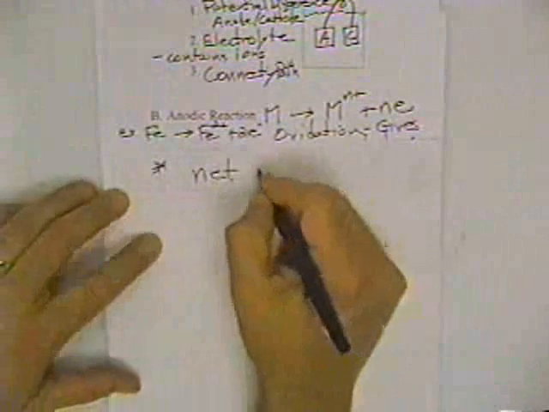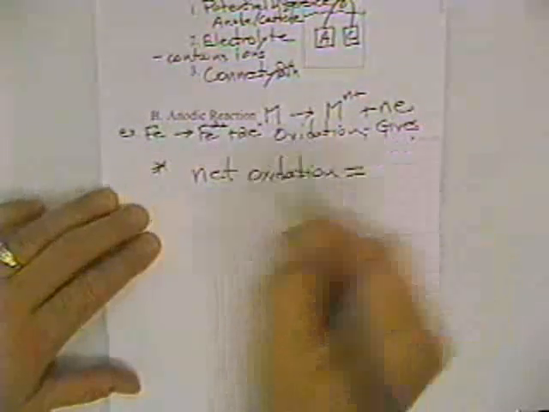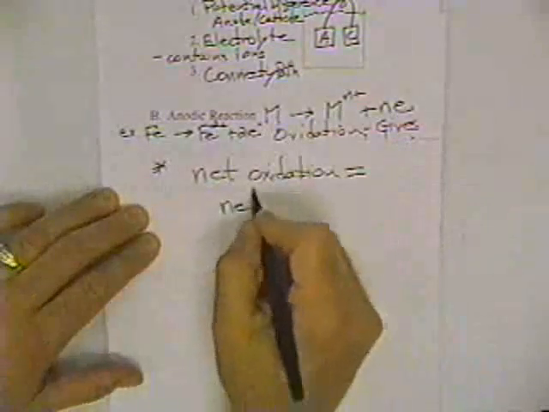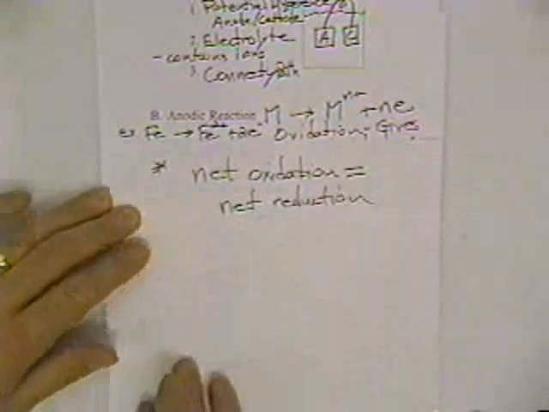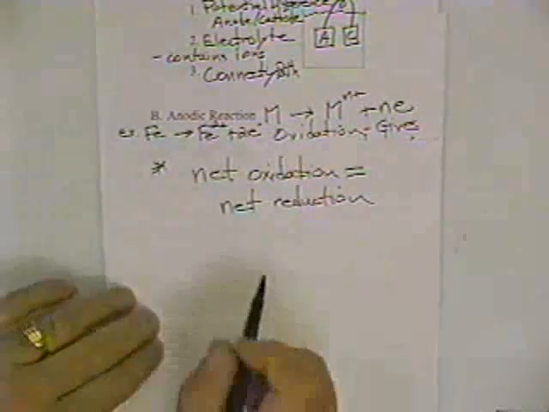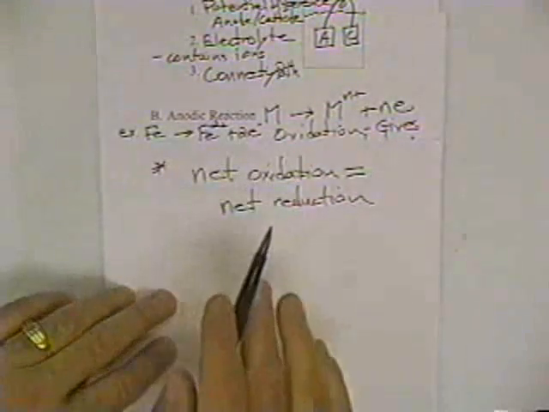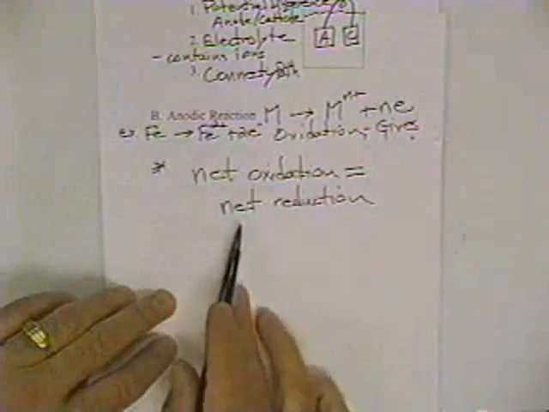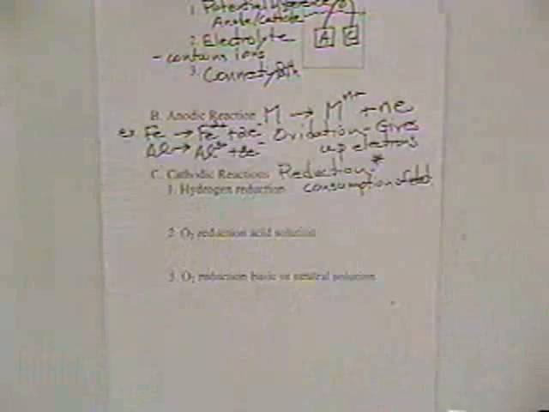Now, there's an interesting fact associated with corrosion, and that is that the net oxidation must equal the net reduction. So the electrons that are produced must be consumed. We've learned another way to slow the corrosion process, and that is to slow either one of those reactions so that the electrons are either not produced or not consumed as easily, and that will slow the corrosion reaction.